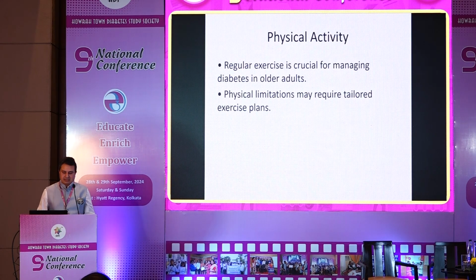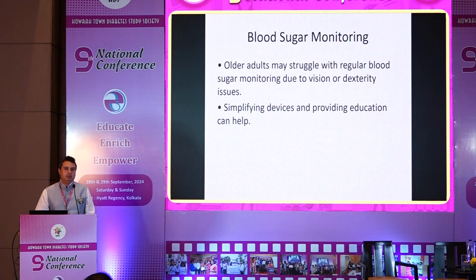Physical activity, regular exercise is crucial. As we said, some form of resistance exercise to ensure that the person is not undergoing sarcopenia and is maintaining their muscle mass. And physical limitations may require tailored exercise plans. Blood sugar monitoring, we said, home monitoring of blood sugar with glucometer, and also something like a flash CGM, which is very, very helpful. And now you have the app on your phone and you can see it in real time with the Libre Pro sensors. And this is very, very important. And they come with alarms as well, the new generation ones, which can warn you regarding impending hypoglycemia. Simplifying devices and providing education obviously helps.